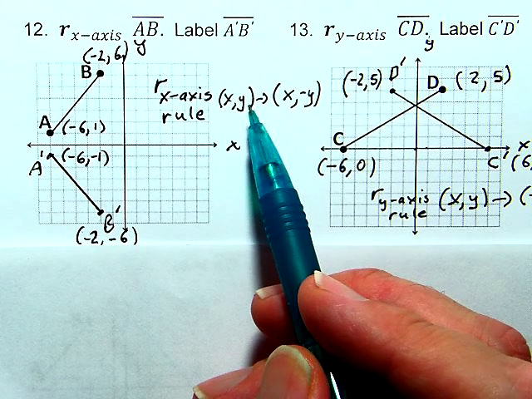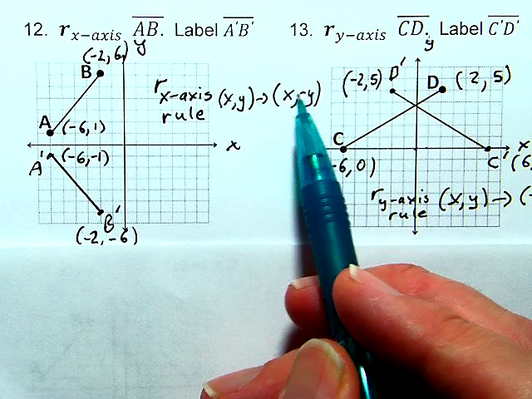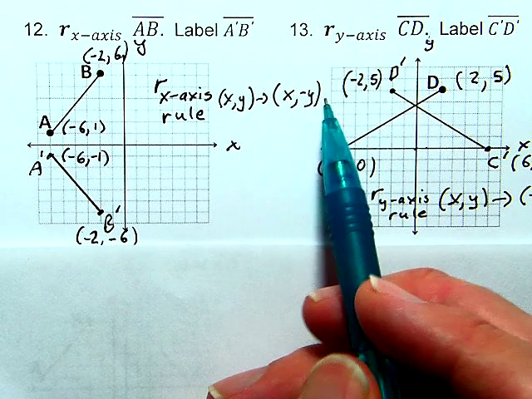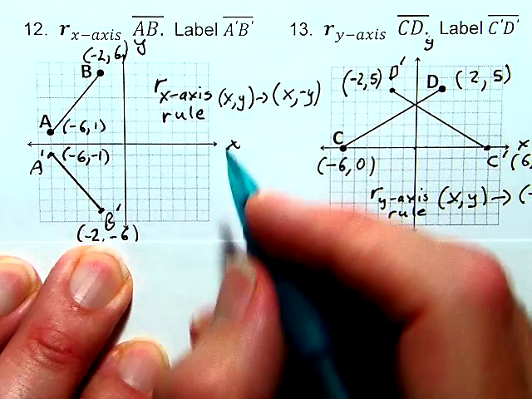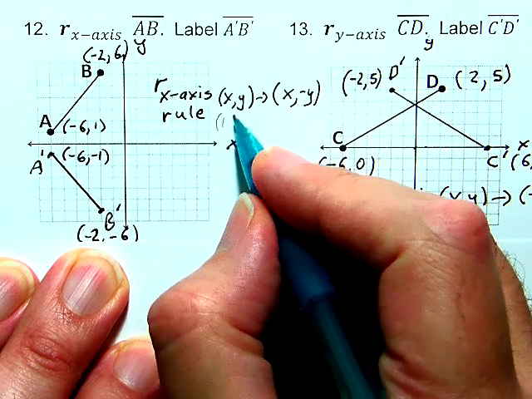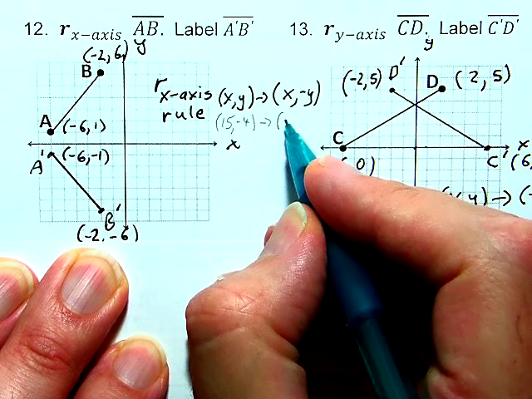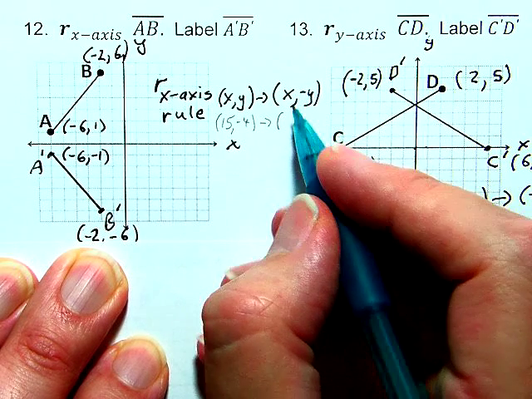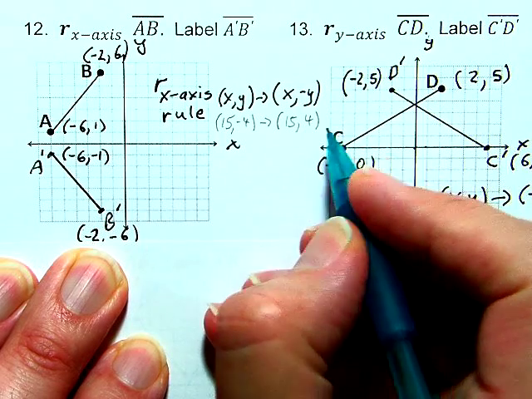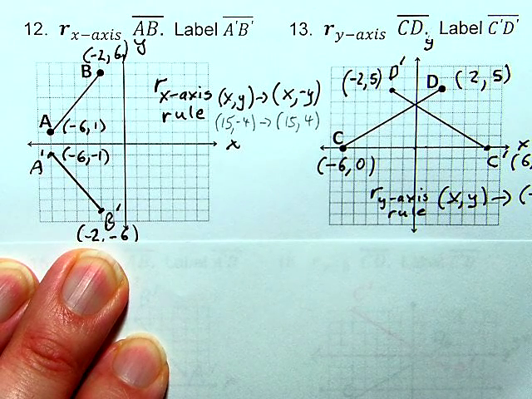y-coordinate flips signs. So if the y-coordinate was positive, it becomes negative. If it was negative, it becomes positive. And if it was 0, it stays 0. So, for example, if we had a point, let's say (15, -4), after being reflected over the x-axis, it would become (15, 4). Okay, so that is our rule for reflection over the x-axis.